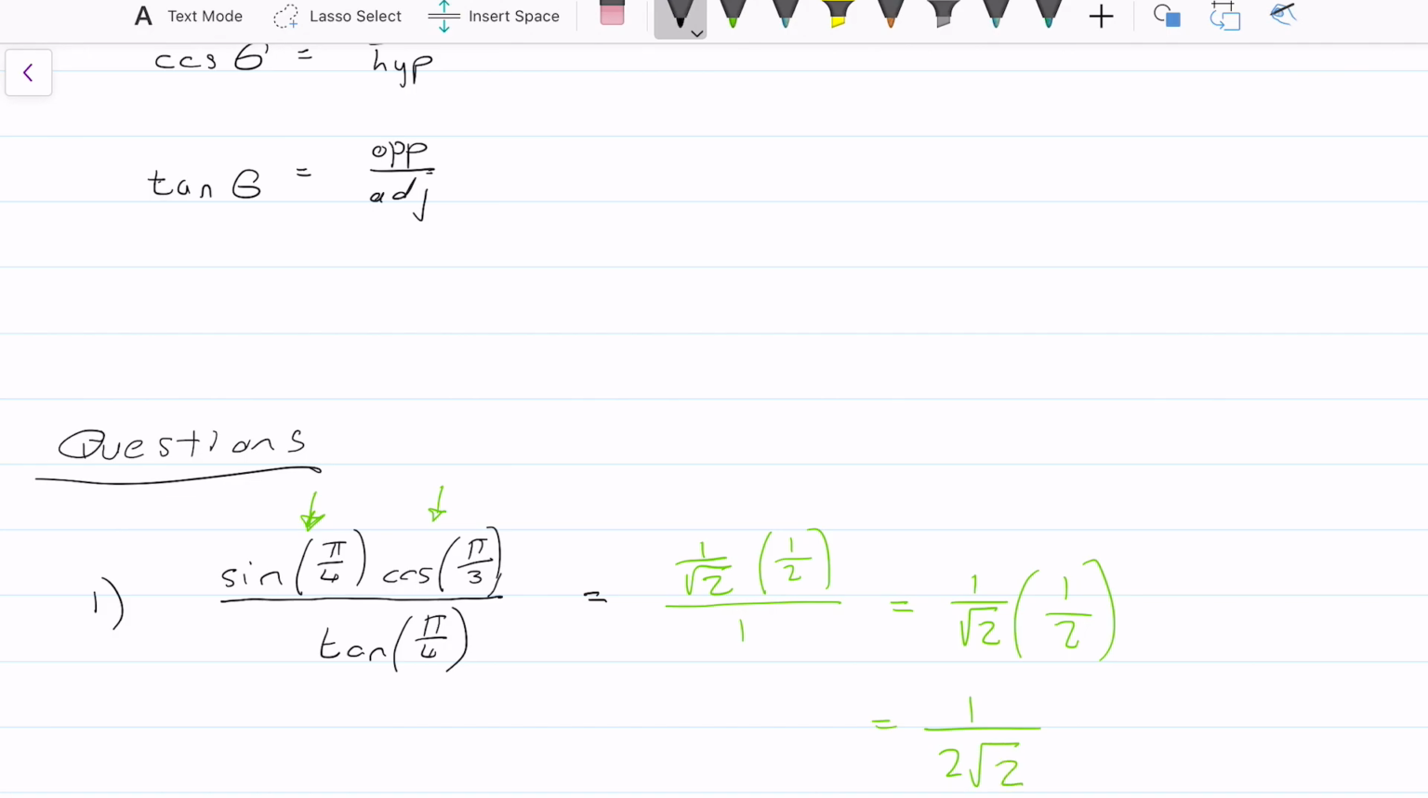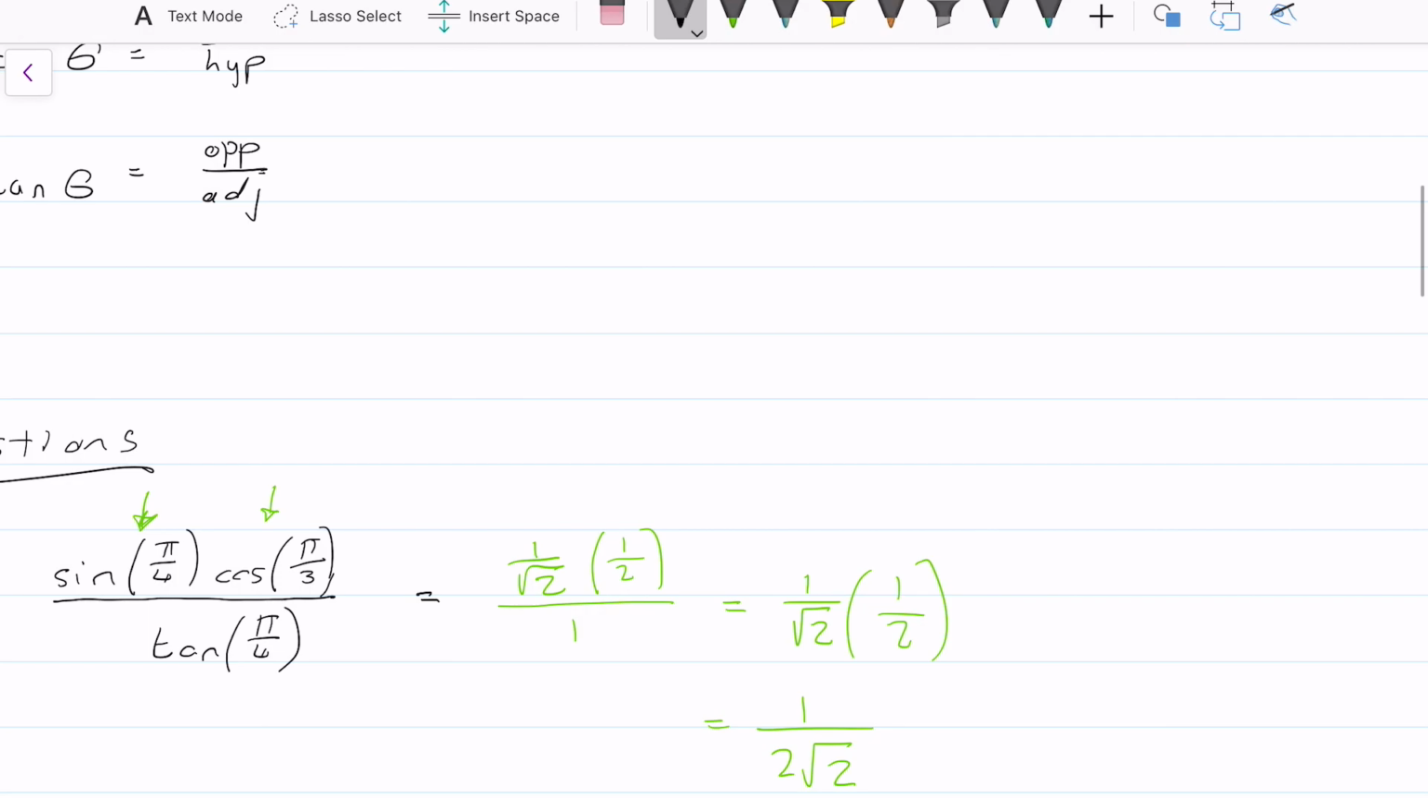Okay, so great. But if we put this into our calculator, the answer we get is, if you put that straight into your calculator, you get square root 2 over 4. So what's happened here? These look completely different. Have I taught you the wrong thing?